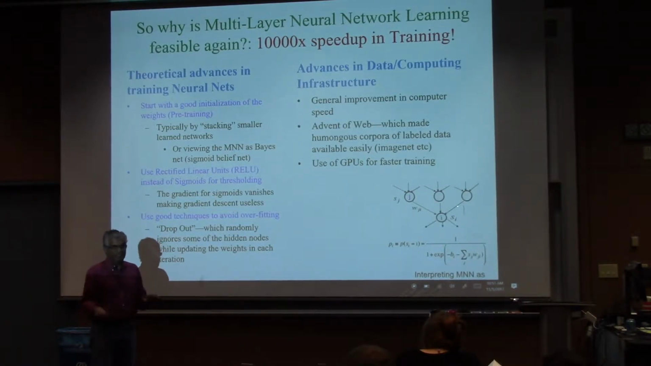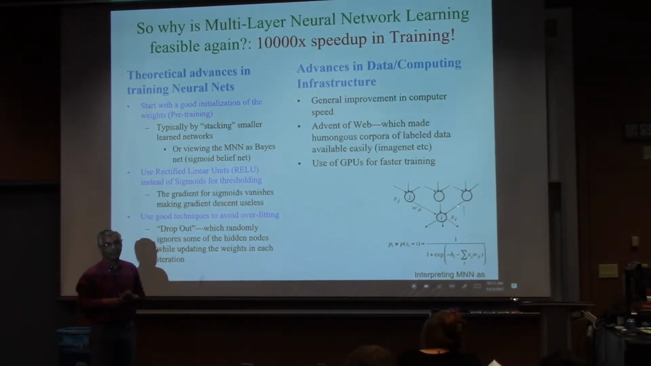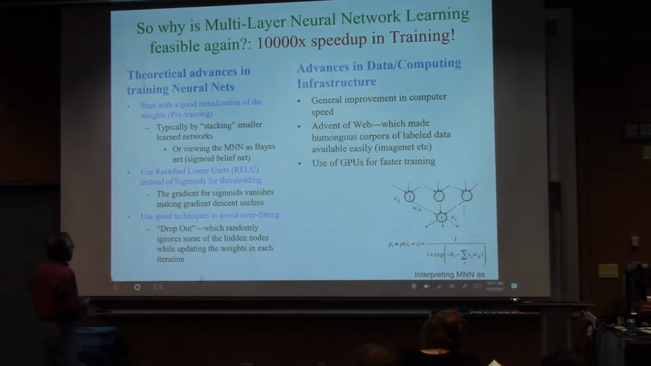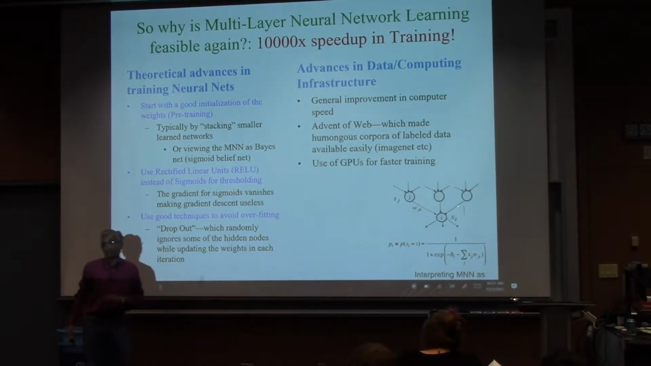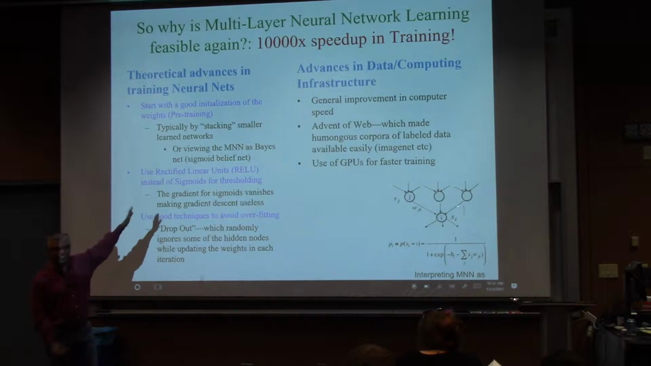ResNets make the gradient signal go faster to the back layers. ReLUs make sure that the gradient doesn't become zero, because in sigmoids you essentially have flat spots. And then use good techniques to avoid overfitting, and the idea is dropout. You know all three of them right now. So you know all the theory.